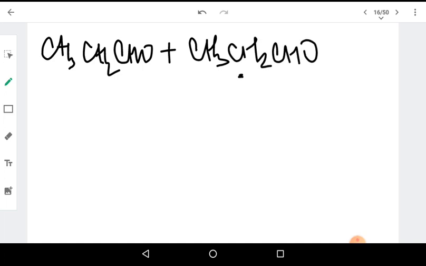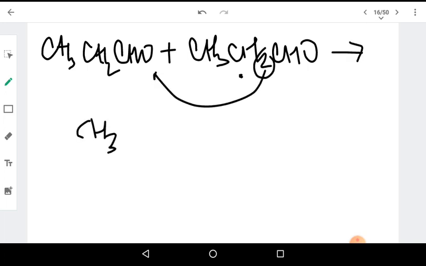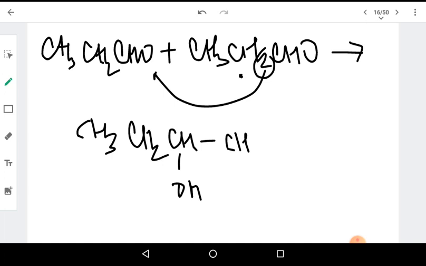So this is the carbon, this is our alpha carbon. Take out one of the alpha hydrogens and substitute over here. So we will be getting CH3, CH2, CH with an OH. Next we have to write this CH. Onto that CH we have to attach this CH3 and CHO.